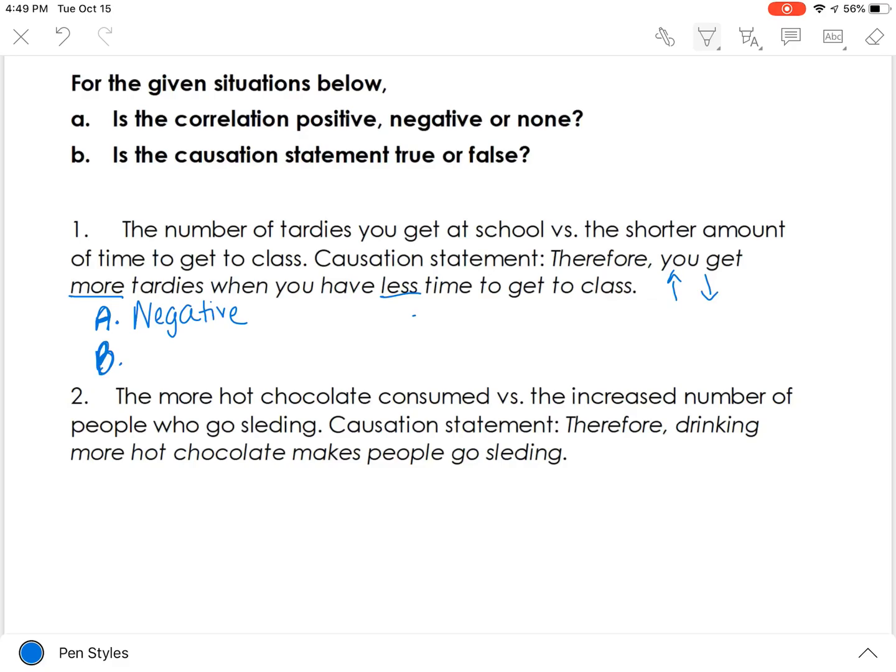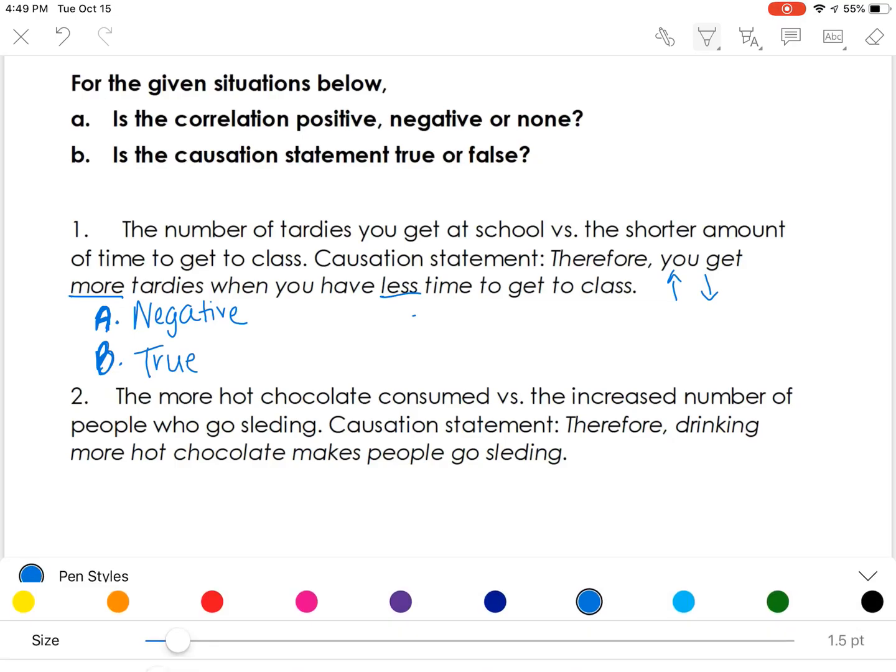Well, to a certain extent it is, right? If you think about our school, it's pretty gigantic. If you had a class in the 1300 wing right after a class in the 2600 wing, and you only had a minute to get to that class, you'd probably be tardy a lot. So we could say that this is true to a certain extent. You get more tardies when you have less time to get to class.